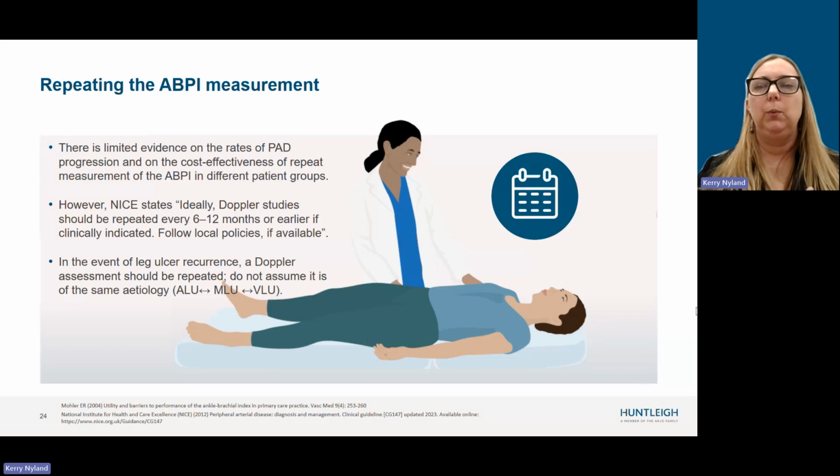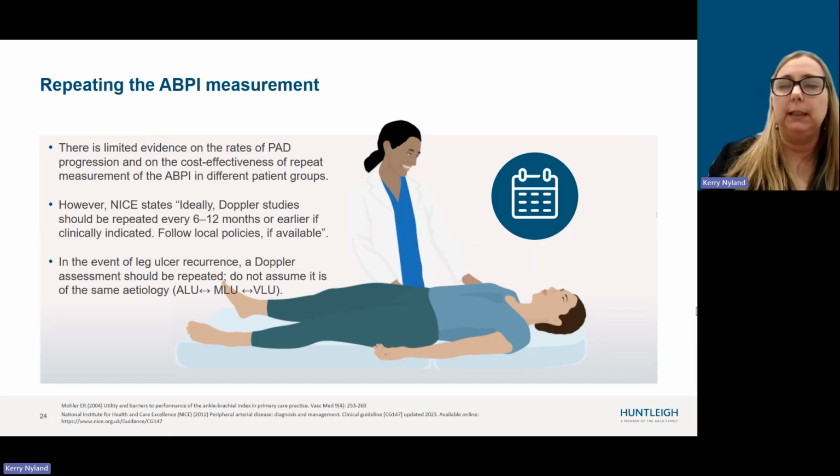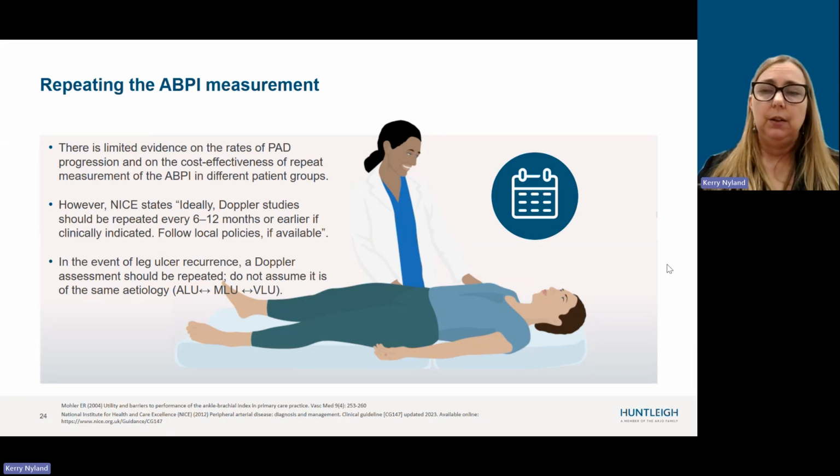So how often should we repeat the ABPI assessment? NICE states that Doppler studies should be repeated every 6 to 12 months or sooner if clinically indicated. So it's going to depend on your patient. If you've got a wound that's deteriorating or new onset symptoms, it would be sensible to repeat the assessment. And in the event of a leg ulcer reoccurring, don't assume that it's of the same etiology. Repeat your assessment.